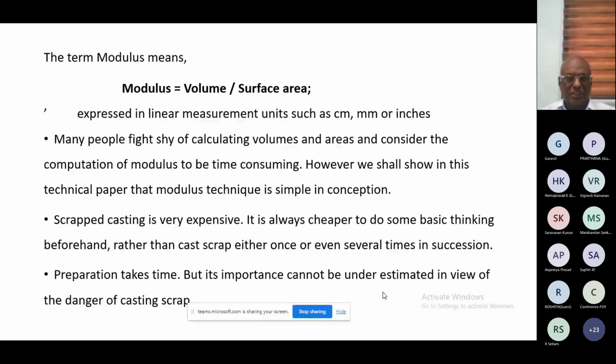Scrapped casting is very expensive. It is always cheaper to do some basic thinking beforehand rather than cast scrap either once or even several times in succession. Preparation takes time, but its importance cannot be underestimated in view of the danger of casting scrap.